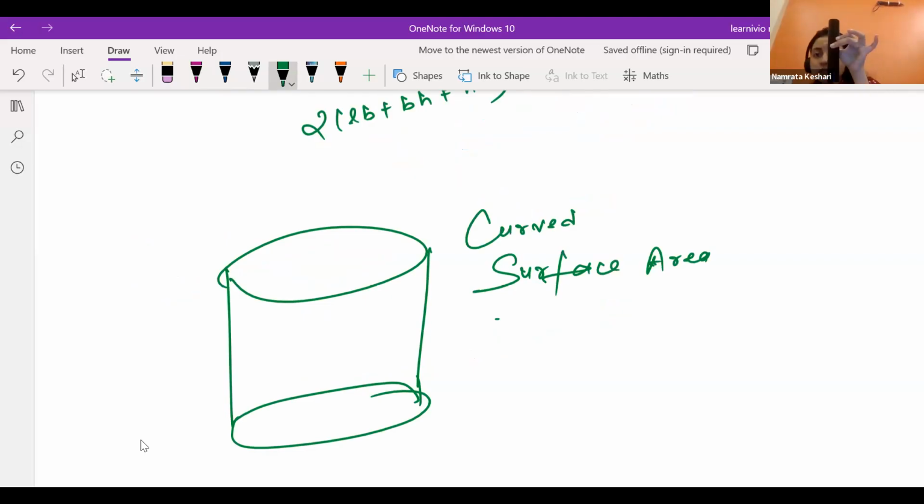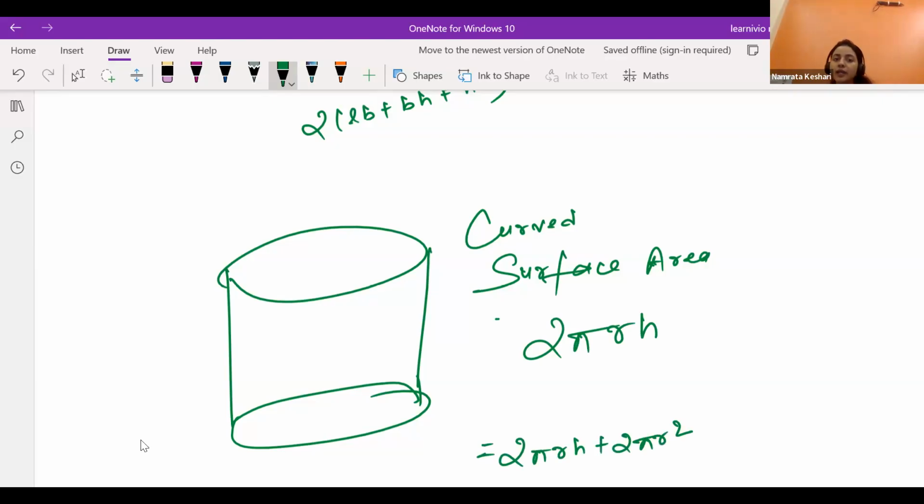If I show you a cylinder, please don't get confused. Does it look like a cylinder to you? Yes. Okay, it's a cylinder. So the curved surface area, only this curved surface, not the top and the bottom, has formula 2 pi RH. And the total surface area formula adds the top circle area, pi R square, and the bottom circle area also. So 2 pi RH plus 2 pi R square. This is the total surface area.